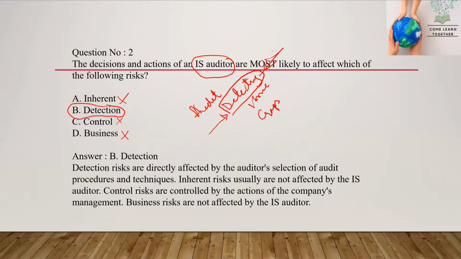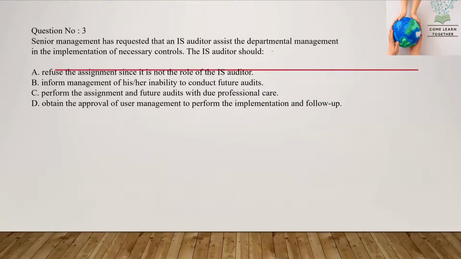Let's see the answer. It says detection risks are directly affected by the auditor's selection of audit procedures and techniques. Inherent risks are not usually affected by the IS auditor, and control and business risks are basically the actions of the company's management and have nothing to do with the IS auditor's actions or his decision making. So you guys saw, this is the way we should be approaching this, and if we practice this, we are going to reduce the time of attempting the question.